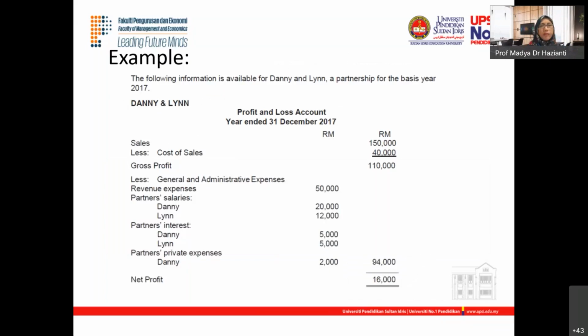So here for instance, we have this partnership for Danny and Lynn, partnership for the basis year 2017. Okay, so this is their business account, profit and loss account. Okay, this is their sale, tolak cost of sale, dapat gross profit, tolak all the expenses related to the business, ada revenue expenses, ada salary, tolak lah all these expenses, partners interest and also private expenses. Dapatlah net profit 16,000. So remember, we need the untuk kira partnership income.